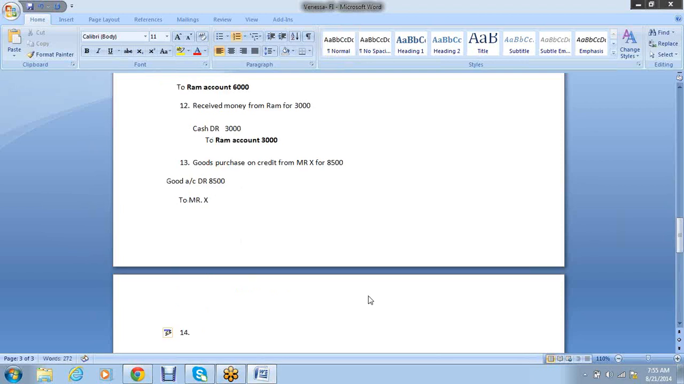Next, paid Mr. X 8,500 via bank. Purchase on credit, so the cash actually doesn't flow there; it's on credit. So there will be another entry in the future to clear the credit.